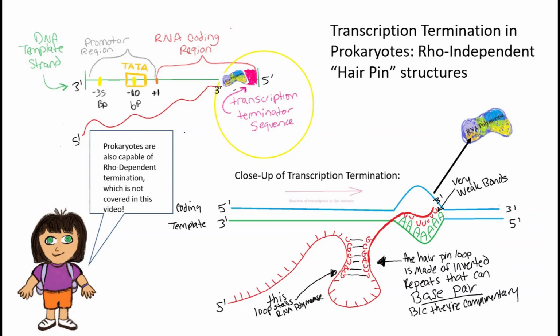At the end of where transcription should occur, a transcription terminator sequence in the DNA is made of inverted repeats followed by a series of adenine bases. This results in an mRNA sequence that can base pair within the same strand, forming a hairpin structure which causes the RNA polymerase to pause transcription.